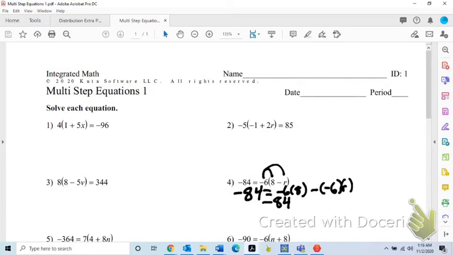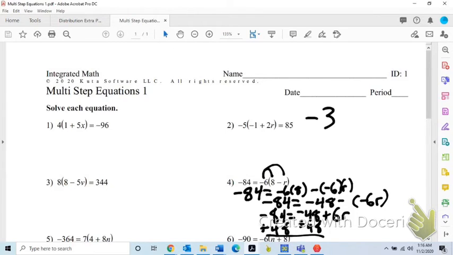We then do our multiplication. So we have negative 84 equals negative 48 minus 6 times r, which is negative 6r. Clean that up. Those two negatives become a positive, and there's our two-step problem. So we have negative 84 equals negative 48 plus 6r. How do we get rid of that negative 48? We add 48 to both sides.